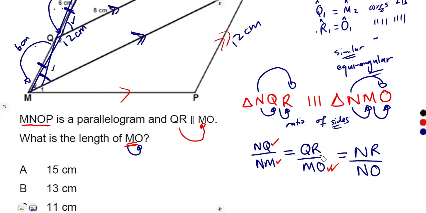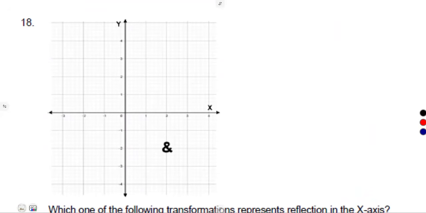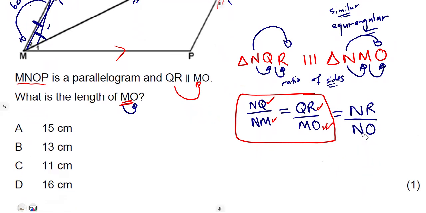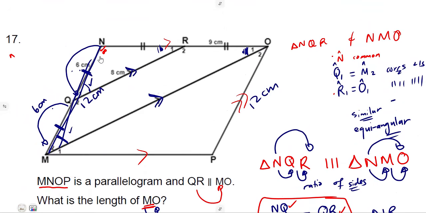So that is it, guys. You want to calculate what? MO, given these three. So we can simply use this part of our ratio. Using that part of our ratio, let us substitute NQ from our diagram. NQ is what? 6 centimeters.